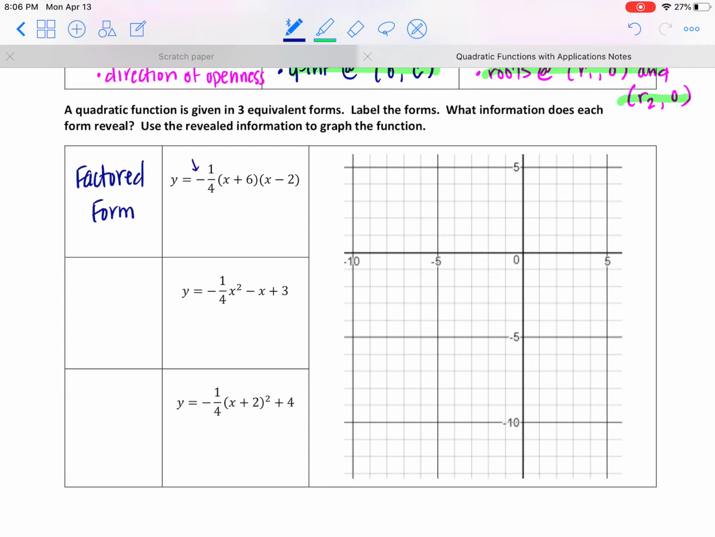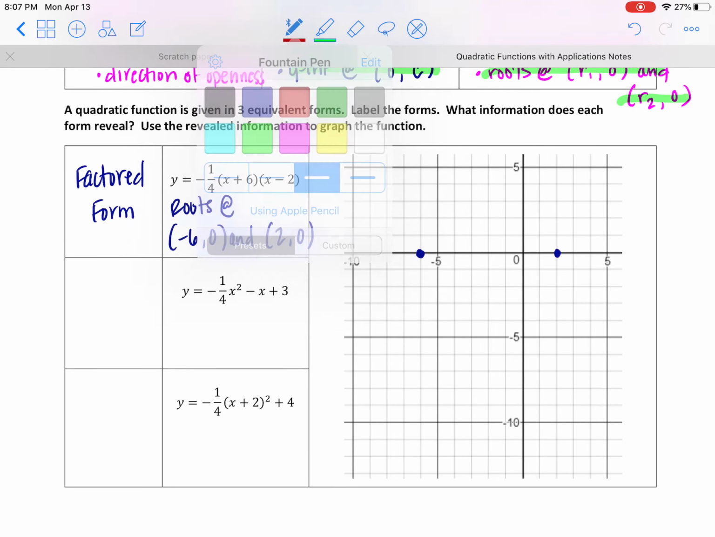Just by looking at this, I know that my parabola is opening down, and then the 1/4 is going to be a vertical compression of my parabola. But more importantly, I can see here that x equals -6 and x equals +2 are going to be my roots. So I'm going to have a root, or an x-intercept, at (-6, 0) and (2, 0), because -6 would cancel out the +6 and +2 would cancel out the -2. Okay, so I can graph that. This is going to cross the x-axis at -6 and at +2.